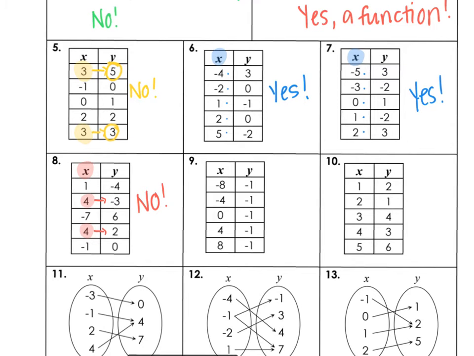All right, number 9. Let's look at our x values. We have -8, -4, 0, 4, and 8. They are all different. So that is a function. And number 10. Let's check out our x's. So 1, 2, 3, 4, 5. They're all different. So yes, this is a function.